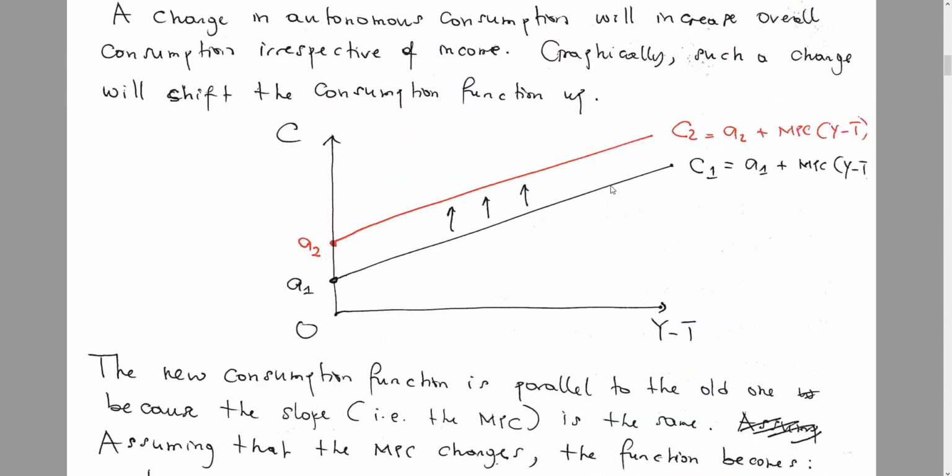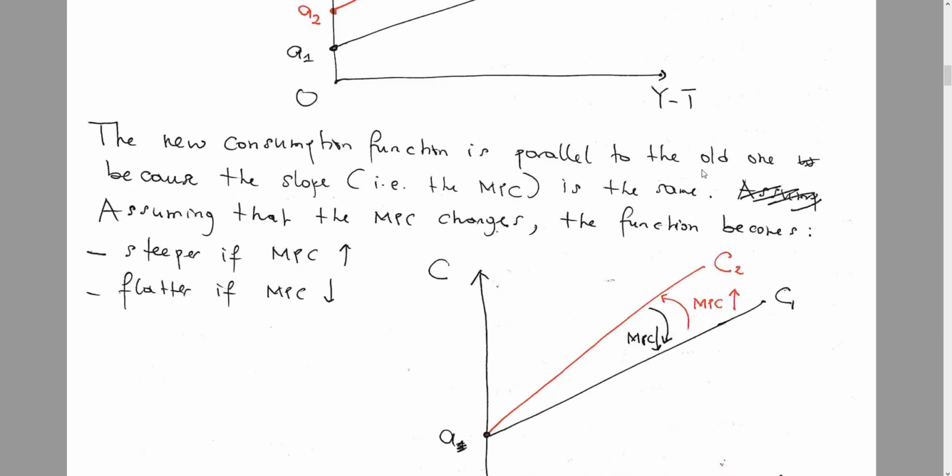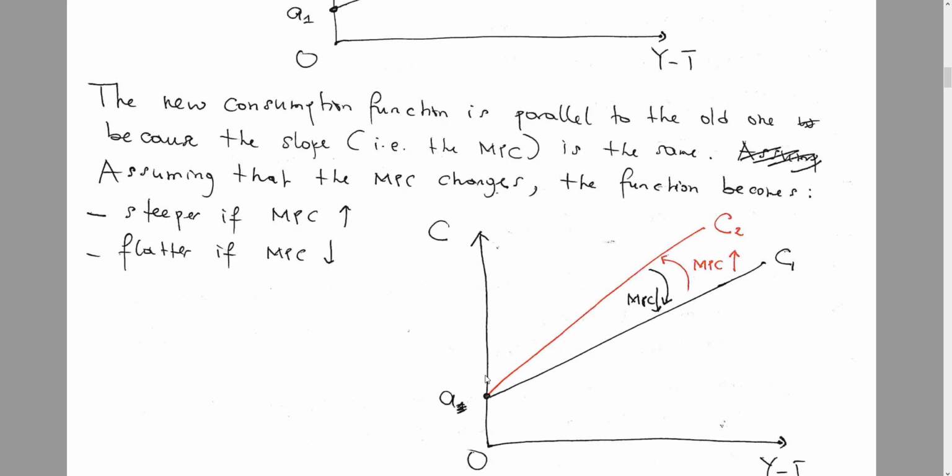So besides the change in the intercept, we can also talk about a change in the slope. If the slope changes, what's going to happen? When a slope is higher, especially in absolute value, it means that the line is steeper. But when the slope is lower in absolute value, it means that the line is flatter. So C2 would be a consumption function with a relatively higher slope, a relatively higher marginal propensity to consume, and C1 would be a consumption function with a relatively lower marginal propensity to consume.